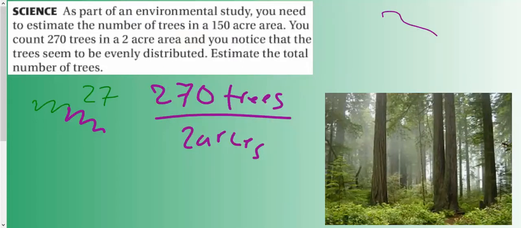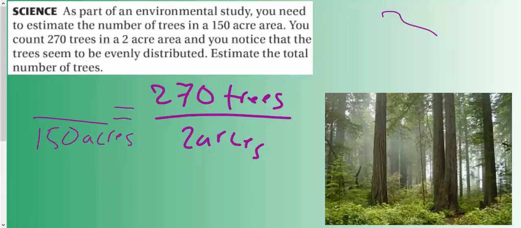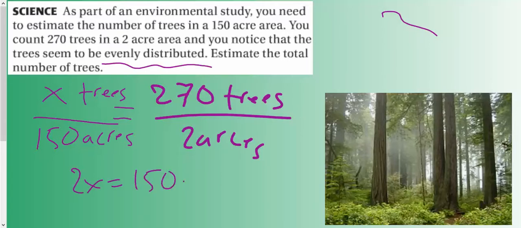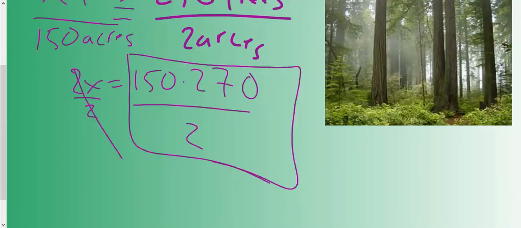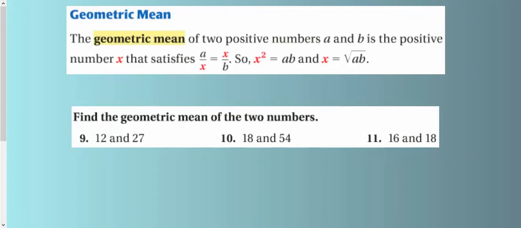Okay, so that means we can set up a proportion to figure out how many are in 150 acres. So we'll just put x amount of trees. And it's set up this way because the trees are evenly distributed. So 2x equals 150 times 270. That's a big number. And then divide that by 2. That will give you your answer for the number of trees in 150 acres.